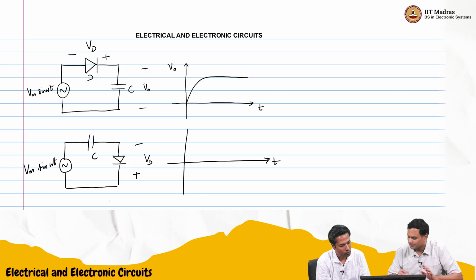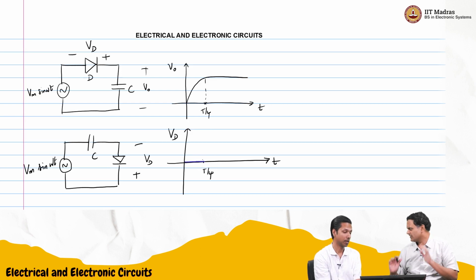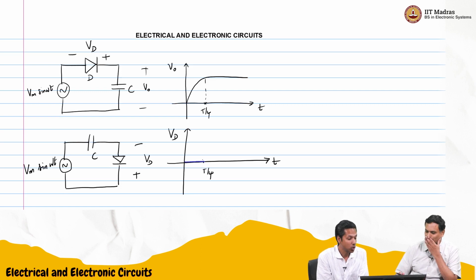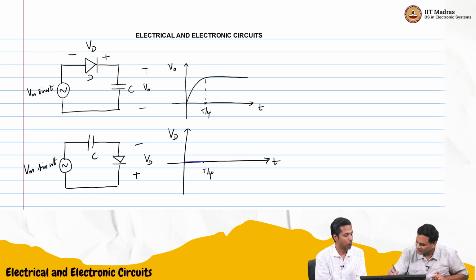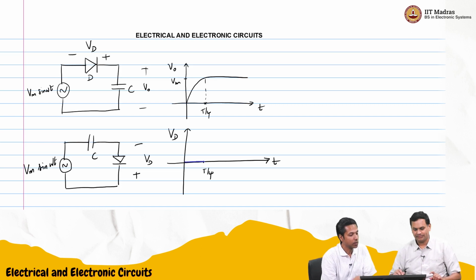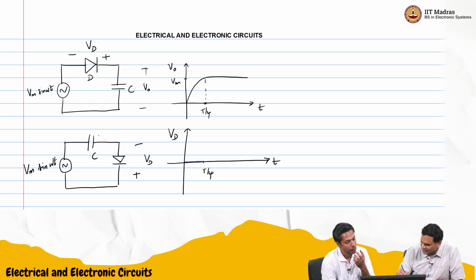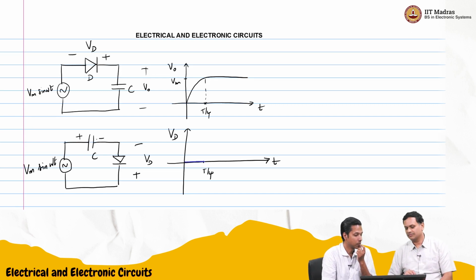So now this is VD. In the first quarter cycle, the diode is forward biased. So let me show that here. This is T by 4. At T by 4, I'll use a different color, VD is 0 because it's forward biased. After that, it becomes reverse biased by the time the capacitor has got VM. That plus, minus VM, we'll mark there. So it is plus, minus like this. Correct. So this is VM.